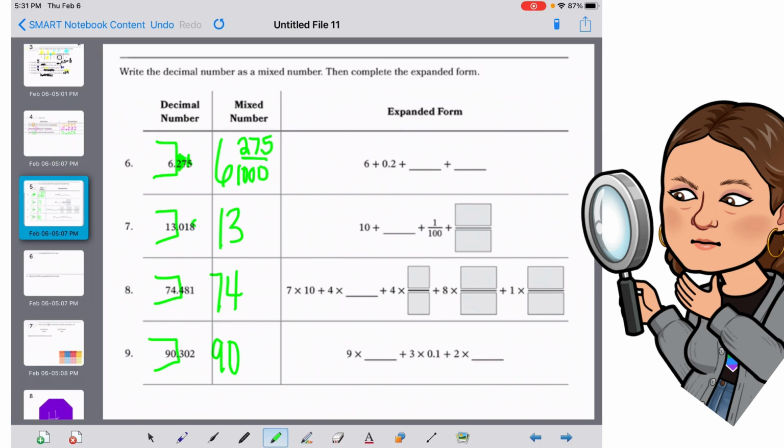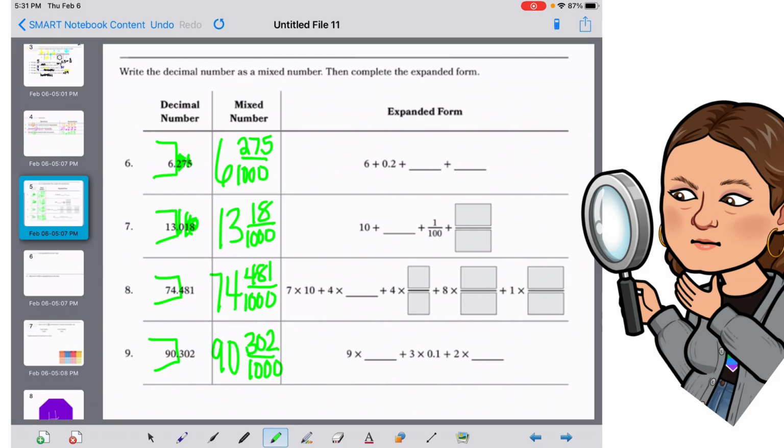Same thing here. Behind it, we've got 18. I don't need that 0. I've got tenths, hundredths, thousandths. And this one, 481 thousandths. And on this one, 302 thousandths.